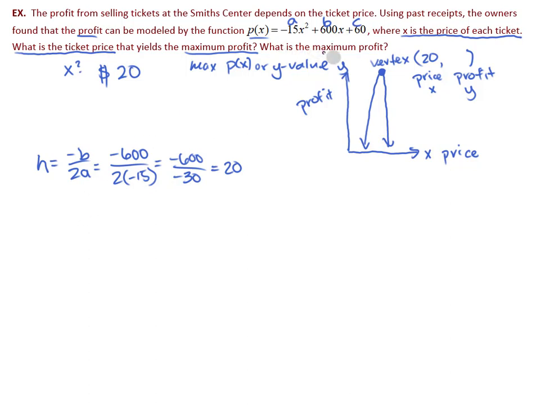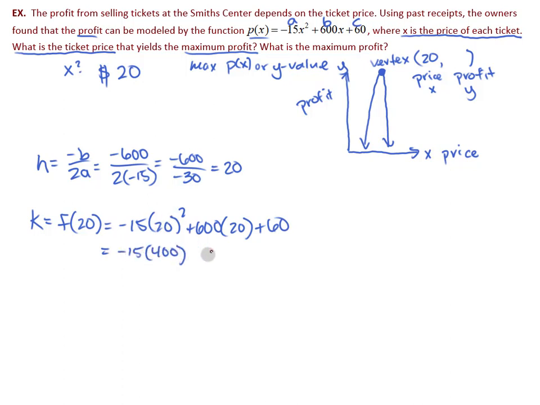The second part, though, says, well, what is the maximum profit? Okay, so now we basically need to find y here, or k. So remember that to find k, we need to take our function and plug in the value we got for h. So plug in 20. So we're going to have negative 15 times x squared, or 20 squared, plus 600 times x, 600 times 20, plus 60. Okay, so some math to do here. 20 times 20 is 400 for our exponent, plus 600 times 20 plus 60.